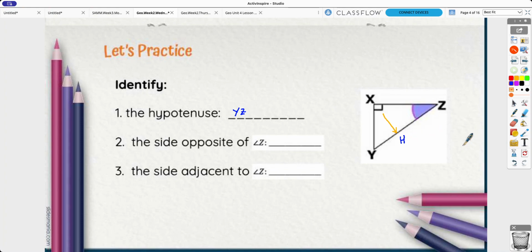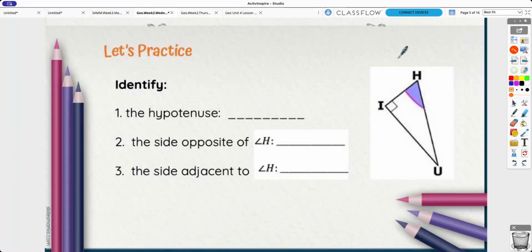Okay, let's denote that by H. And then Z is the angle that's marked. So across from Z, we have XY. So the side opposite Z is XY. Now we can switch the letters, so we can say ZY or YX. That's fine. So this is the opposite side. And the remaining side, XZ, that's the adjacent side, right next to angle Z. So pause the video and try to work on the next two examples, and then come back here and check your work.